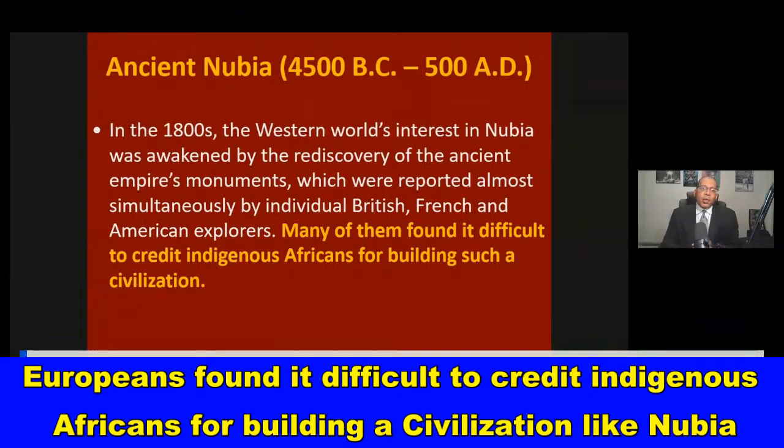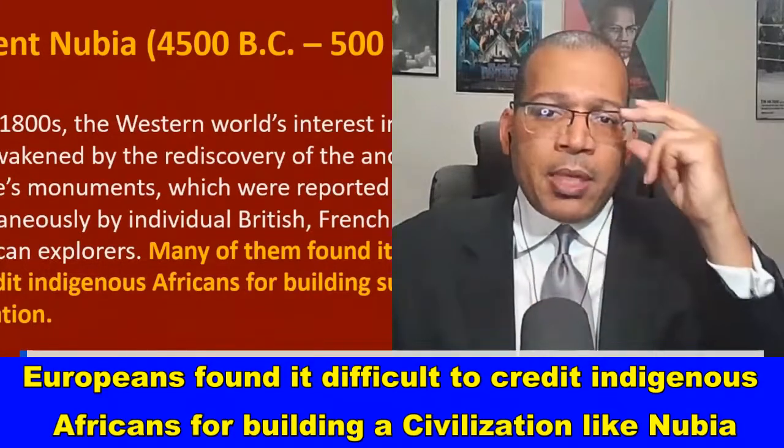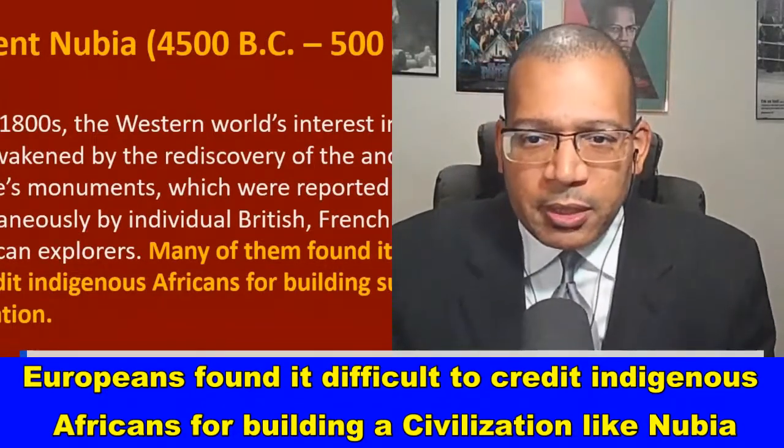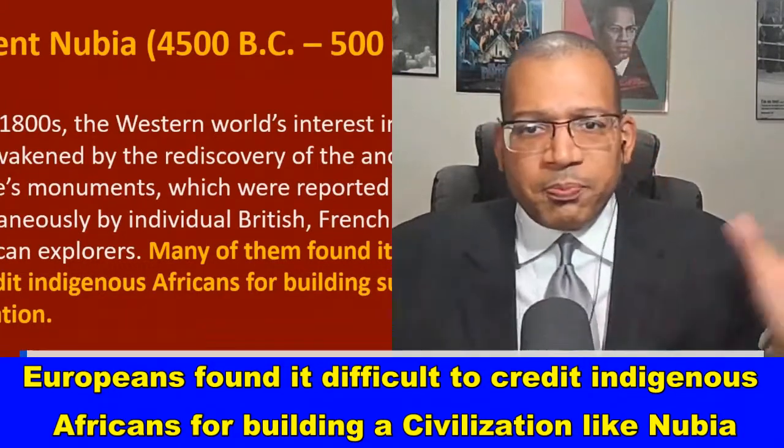Now in the 1800s, the Western world's interest in Nubia was awakened by the rediscovery of the ancient empire's monuments, which were reported almost simultaneously by individual British, French, and American explorers. Many of them found it difficult to credit indigenous Africans for building such a civilization. So they tried to say that the Nubians were white as well, just like they tried to say that the ancient Egyptians were white. Some of the archaeologists said the ancient Egyptians were brown-skinned Caucasians, or they tried to say they were Semites, anything but black Africans. They could not admit that these were Negroes. They could not admit that these were black Africans. They had to be Semites, brown-skinned Caucasians, biracial, triracial, something like that.